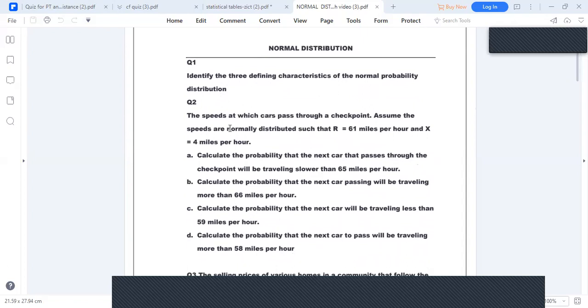All right. So let's look at question number 2. Now you see that you're not always given what? 10. The speeds at which a car passes a checkpoint is normally distributed. The mean is 60 miles per hour.